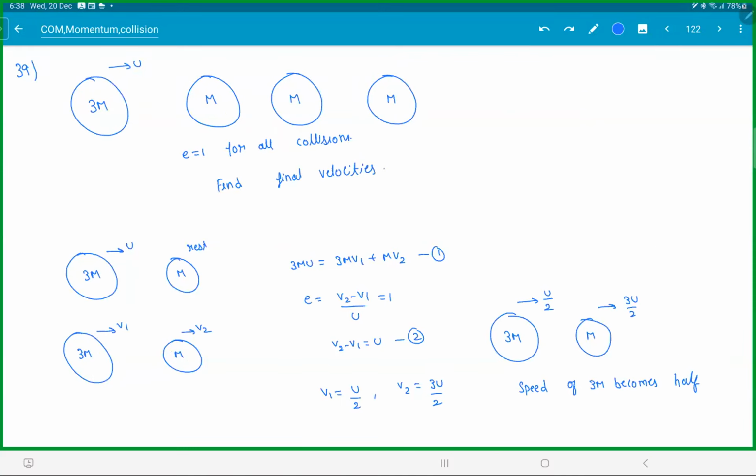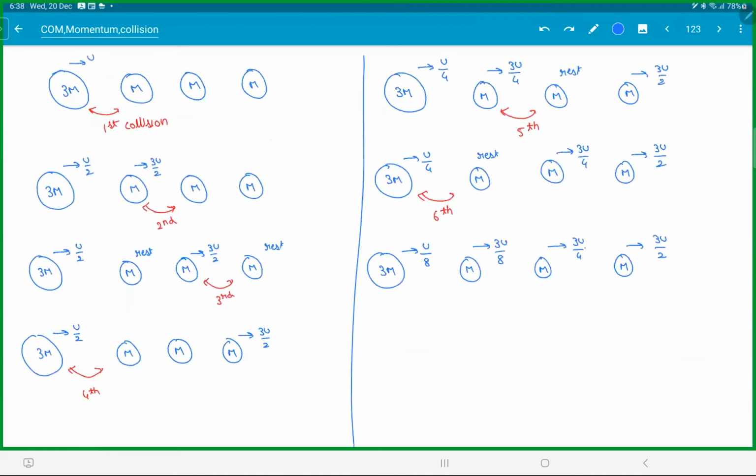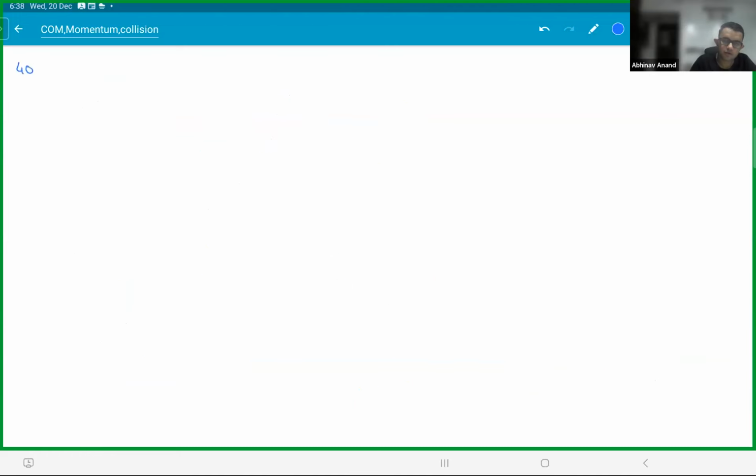Right, Lakshya? You got that. So next the thing: last ball will have the max velocity. Yeah, okay.